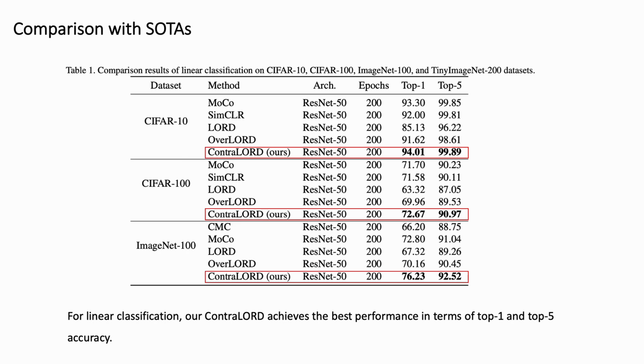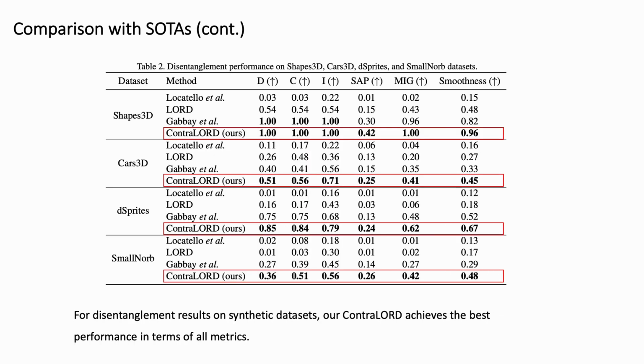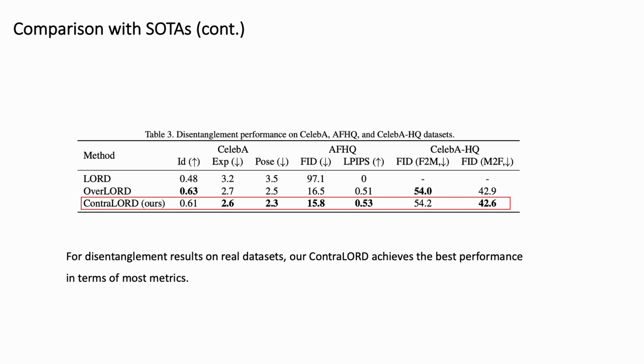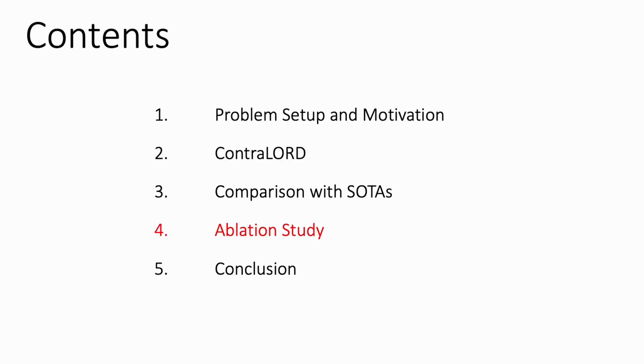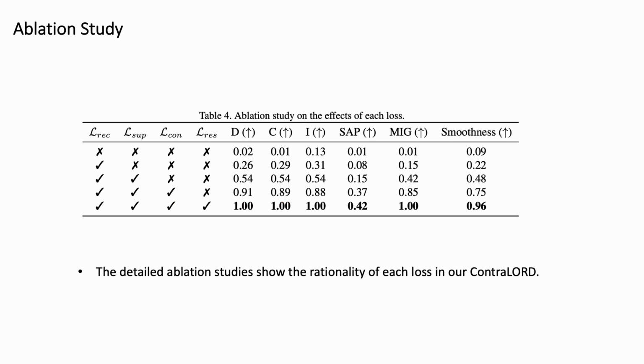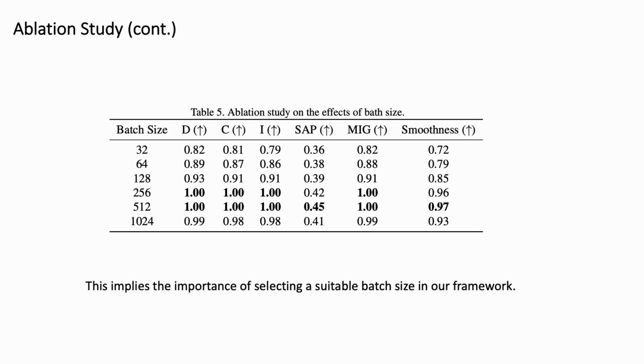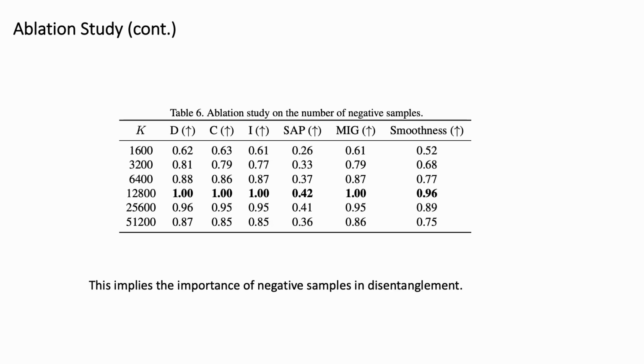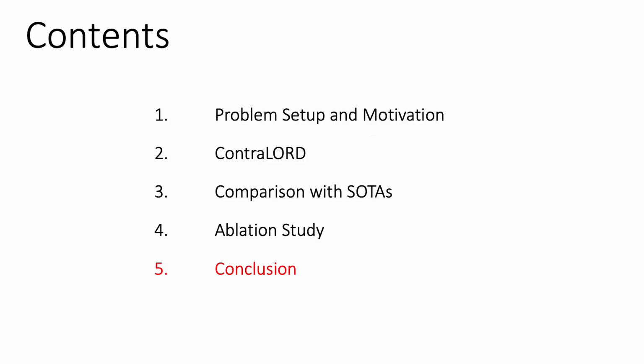So for linear classification and disentanglement results on synthetic and real datasets, we achieve the best performance in terms of most metrics. So for the ablation study, we explore the rationality of each loss in our ContraLORD, and we also explore the importance of the batch size and the selective samples in disentanglement.